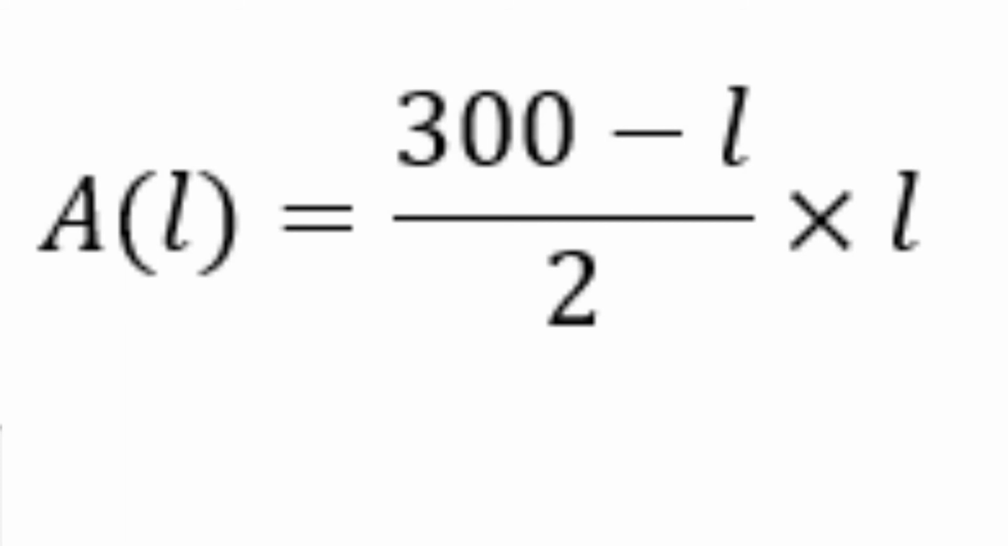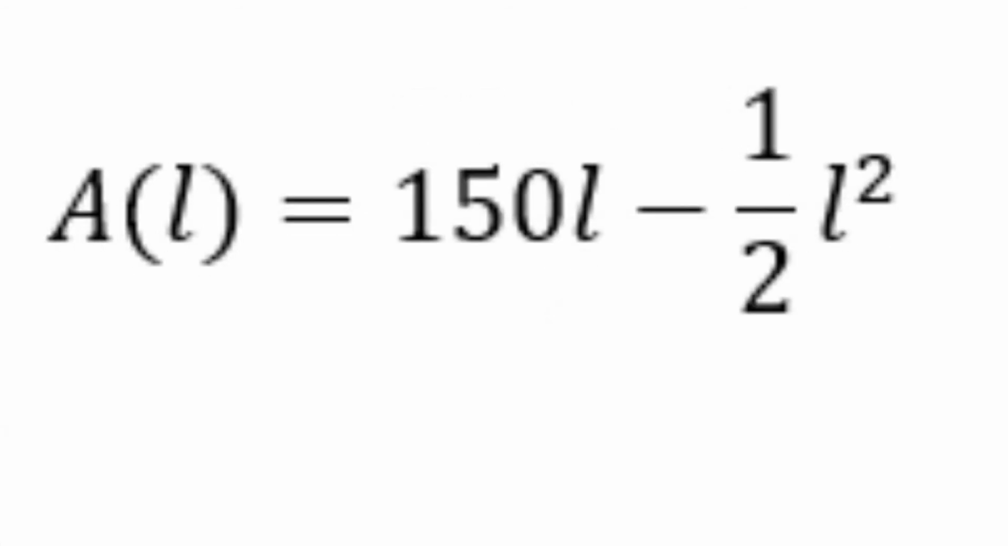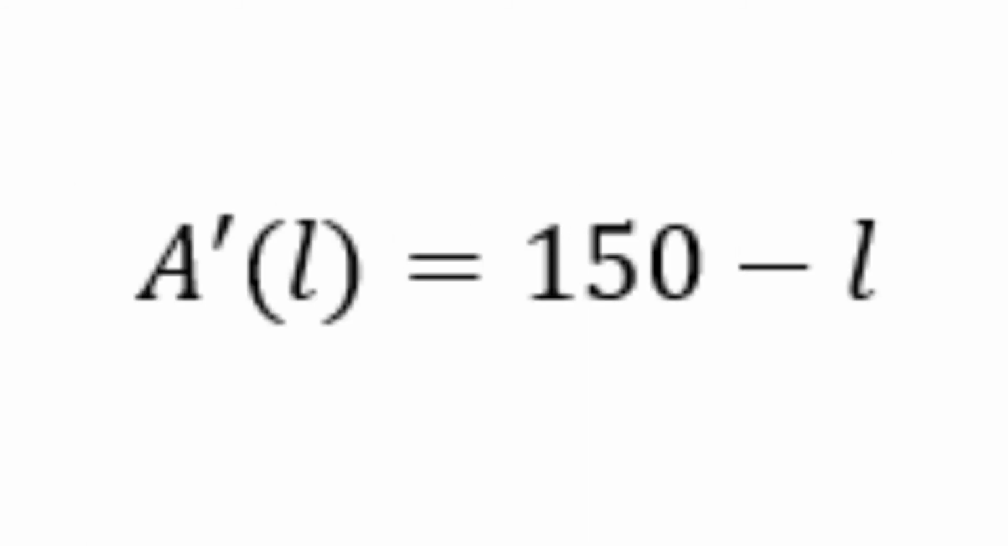Step 3, now we can simplify. When we divide 300 by 2 and we have 1 minus 1/2 L, we times all that by L, we will get 150 L minus 1/2 L squared. Now if we take the derivative of this, the 2 and the L squared will cancel out the 1/2 and the 150 L will just go to 150. So we get 150 minus L.